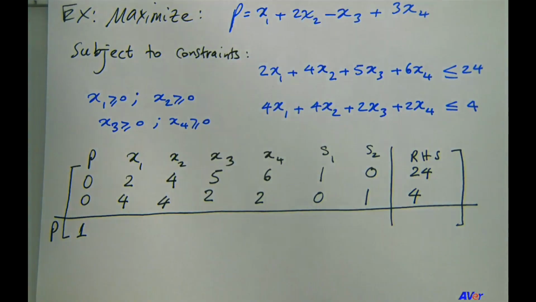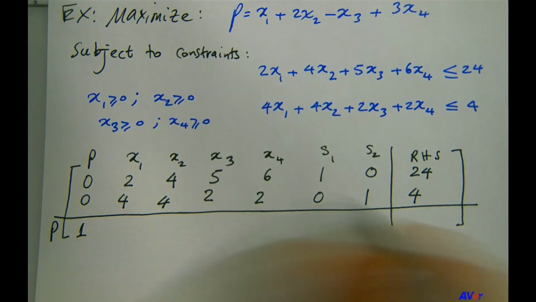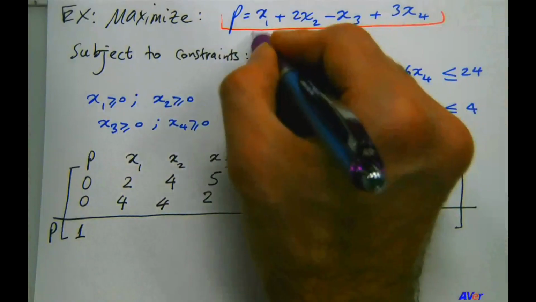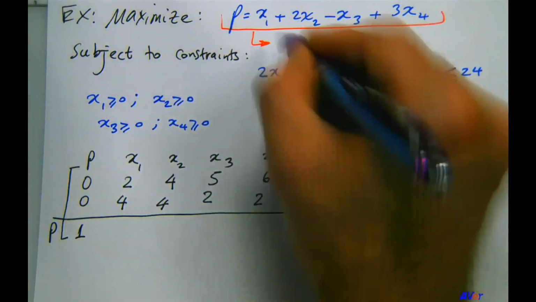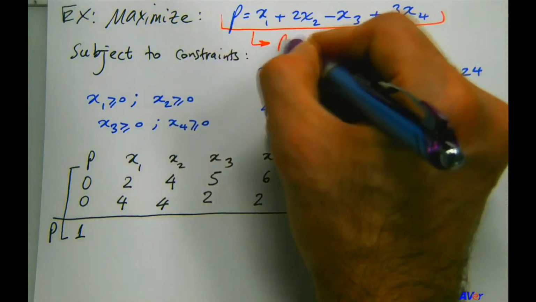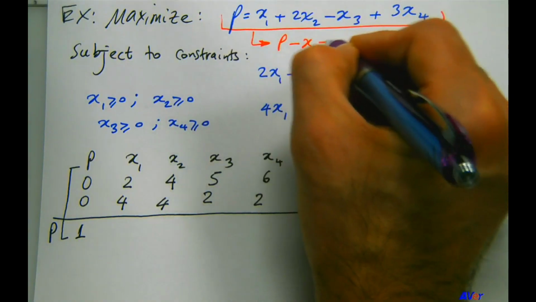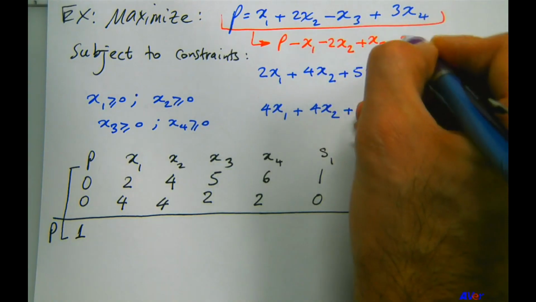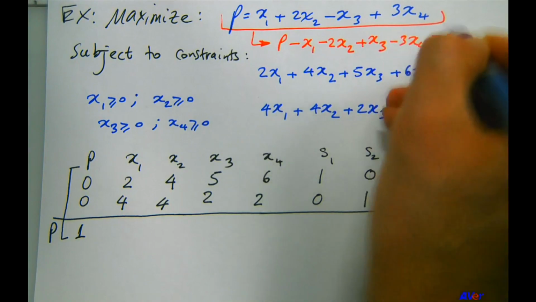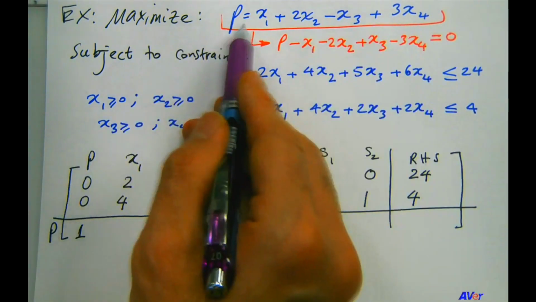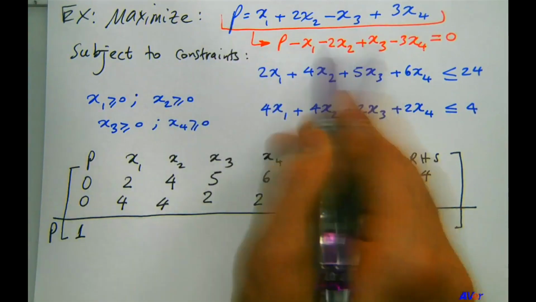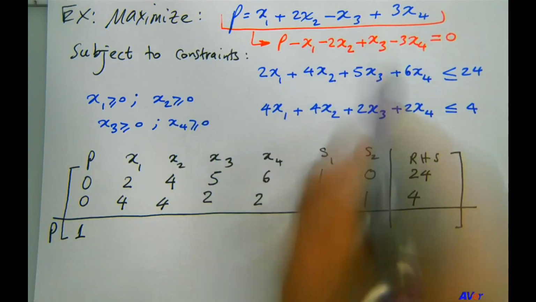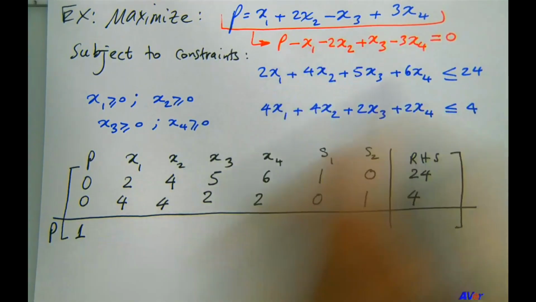Okay? And of course the objective row, well, I hope you remember that for the maximum problem, we need to rearrange these coefficients, move everything to the left, so we end up with P minus x1 minus 2x2 plus x3 minus 3x4 equals 0, right? I moved everything to the left with P. The algebraic signs changed for these, and set the whole thing equal to 0. So these are the coefficients we now need to enter here.